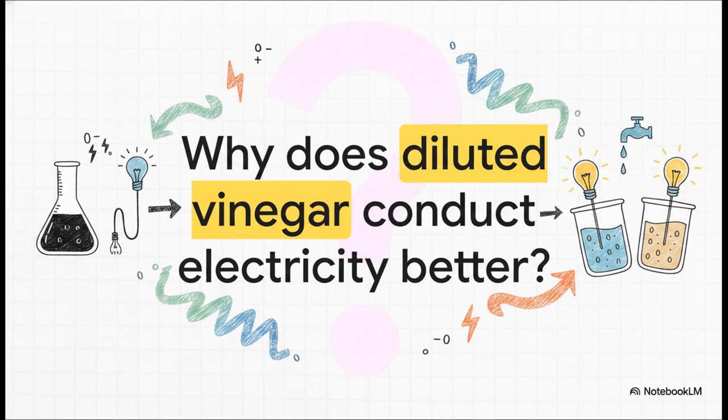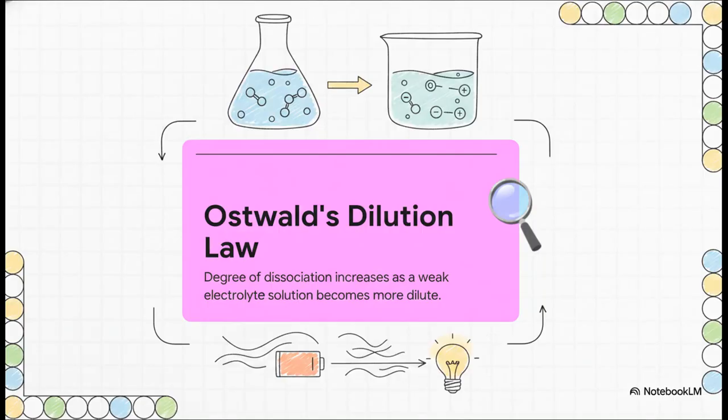But when it comes to vinegar, which contains a weak acid, it actually conducts electricity noticeably better when it's heavily diluted with water. It feels completely backwards. Why on earth would watering something down make it more electrically active? Well, the answer to our mystery is something called Ostwald's dilution law.